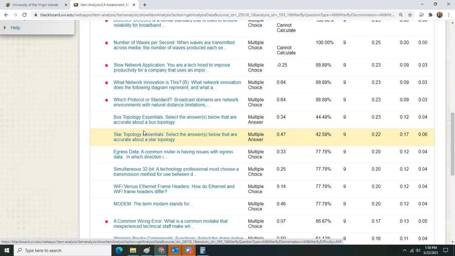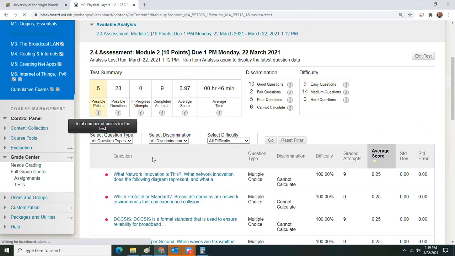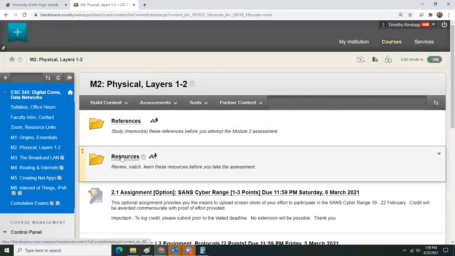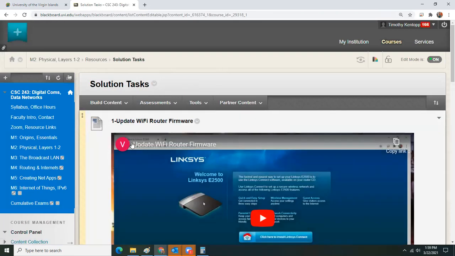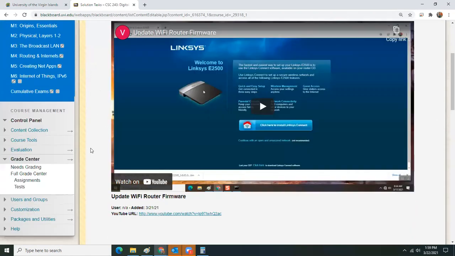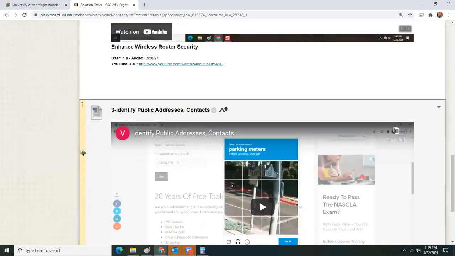We also extended the time you had to complete your Module 2 solution in case you needed additional time. If anyone has any problems with the Module 2 solution, does everyone know that we have the videos in place now? Inside the resources folder, you should see solution tasks. And then we have 3 related videos that walk through update of Wi-Fi router firmware, enhancing wireless router security, and identifying the public address and contacts for additional support.